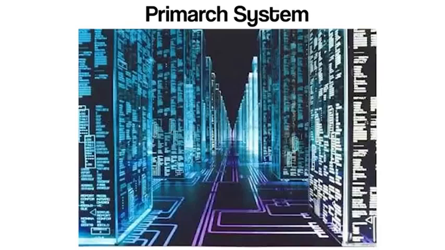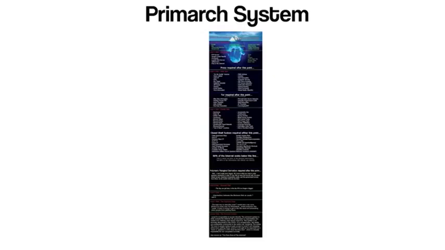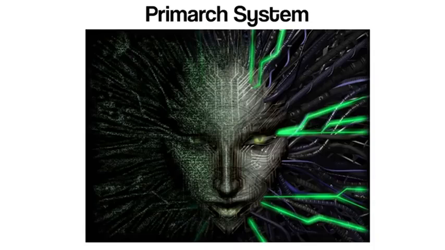Others take a more conspiratorial approach, suggesting that the Primarch system houses black box programs created decades ago, possibly by government or shadow organizations, that now act independently, executing functions unknown even to their original designers. These may include monitoring global behavior patterns, influencing high-level decision-making processes through data manipulation, or preserving knowledge deemed too powerful or dangerous for public access.